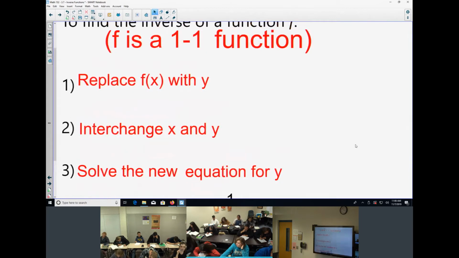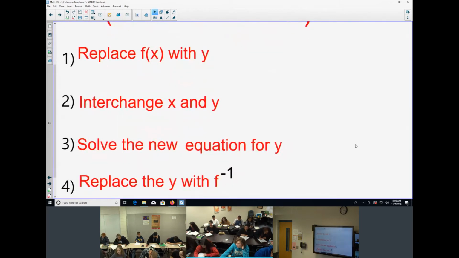Mr. Strong, would you just replace it with f inverse, or would you replace it with f of x inverse? Well, it'll be f inverse of x. Okay, so yeah, I guess maybe I'll put that. That's a good point.